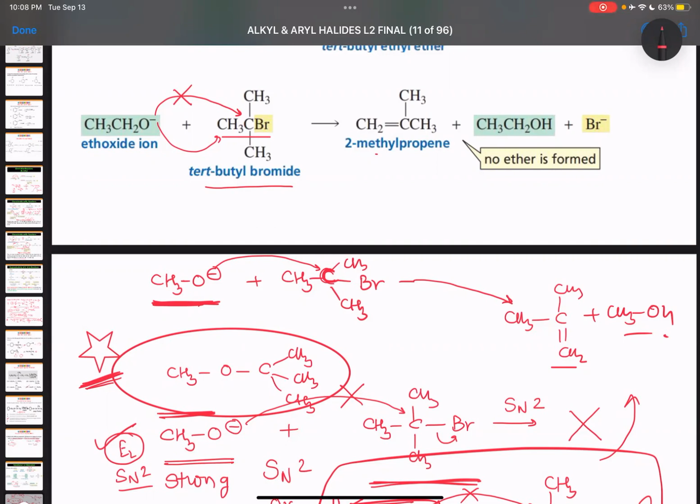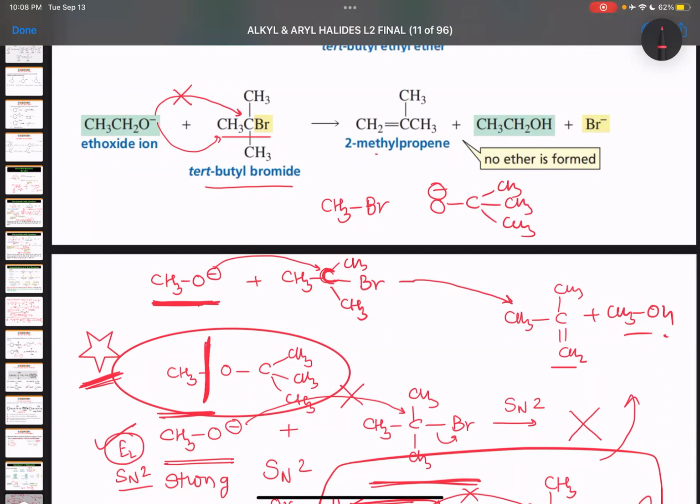Can I choose another set of alkyl halide and alkoxide? Can I do it this way? CH3Br. If I break it like this, can you see this? Yes, sir. Can I use this? Yes, sir. Will it give substitution or elimination reaction?